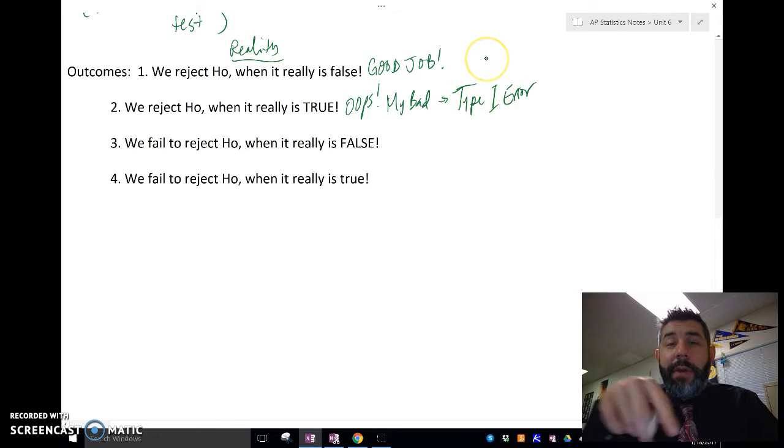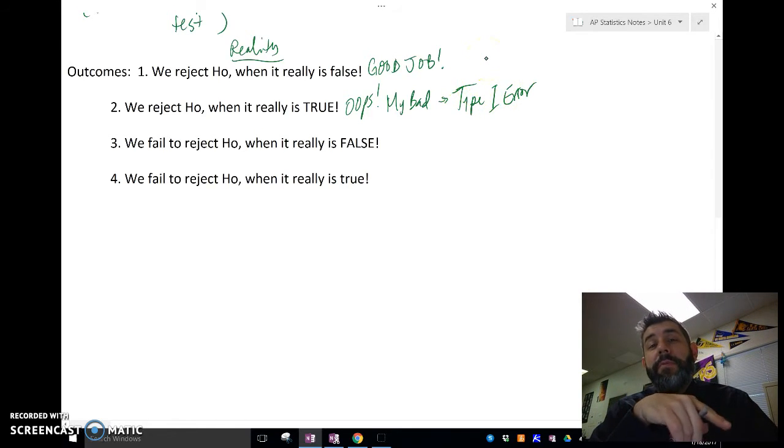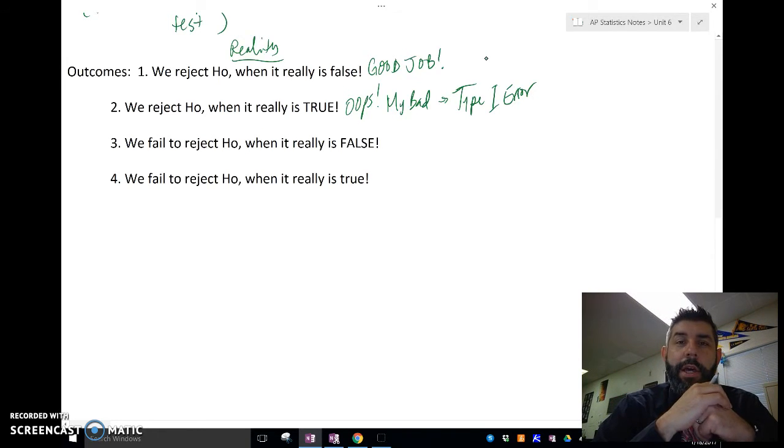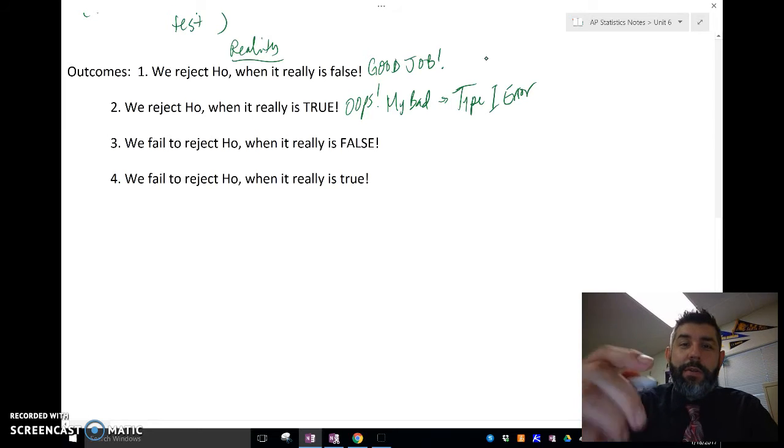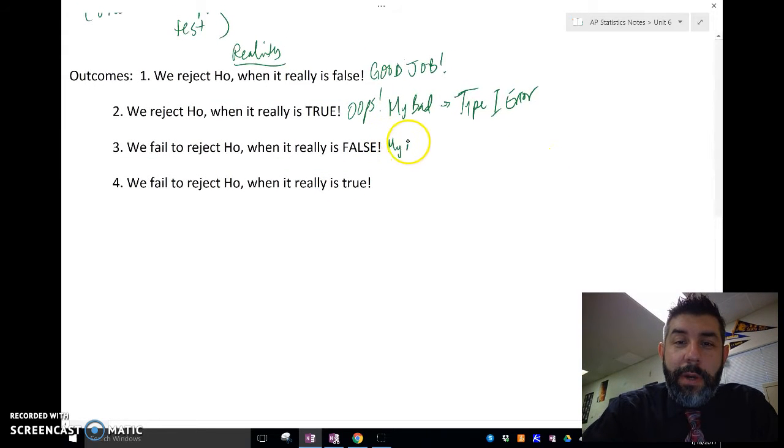So that's what a type 1 error is. Now this type of error is not the same as the standard errors we talked about before, like a standard deviation. This is actually a mistake. I'll show you kind of how it deals with probability. Another outcome would be that we fail to reject the null when the null really is false. If I fail to reject the null but the null was false, I made another mistake. Oops, my bad again. This is called a type 2 error.